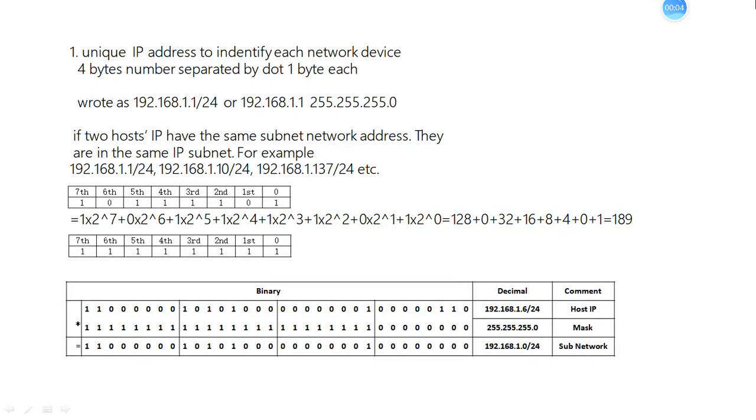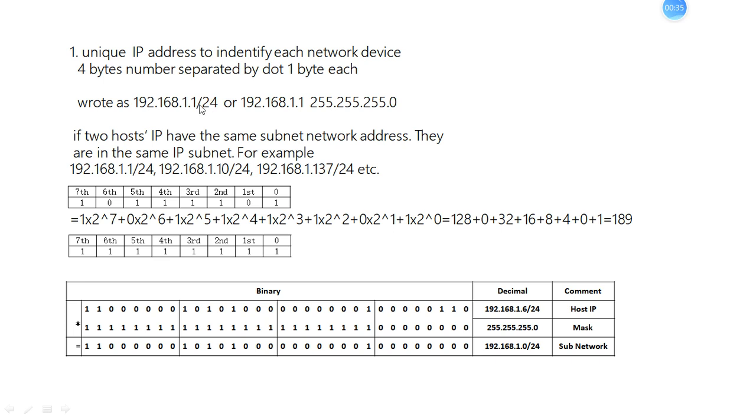Today we are going to talk about the IP address. For network devices, if they need to exchange data, they need to get an IP address, a unique IP address to identify the network device, right? An IP address is a 4-byte number separated by dots, 1 byte for each part, okay, like this.